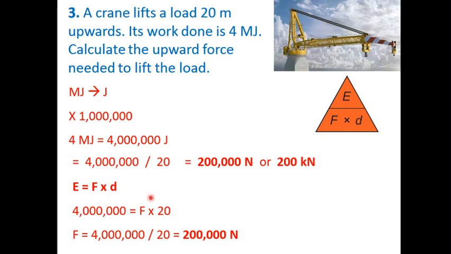So we think about what's happening with force on this side of the equation, and it's being times by 20. So the opposite of timesing by 20 is to divide by 20. So if you do that to both sides of the equation, it cancels out the 20 on this side, and then we can work out what force is by doing the 4 million joules divided by the 20 metres, which again gives us the 200,000 newtons. So it's the same answer, just a different way of getting there.